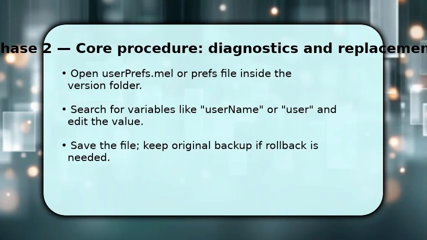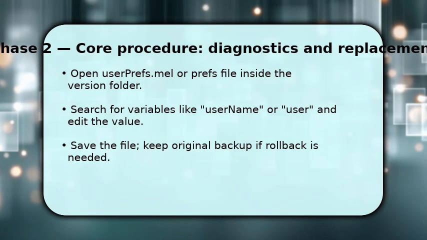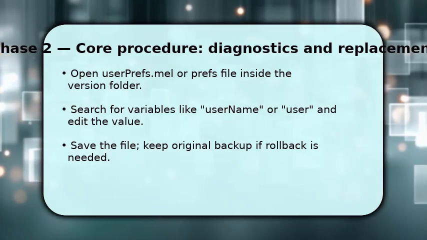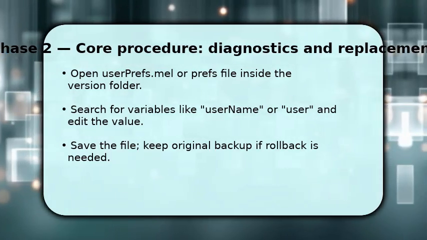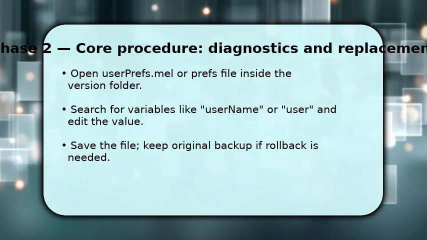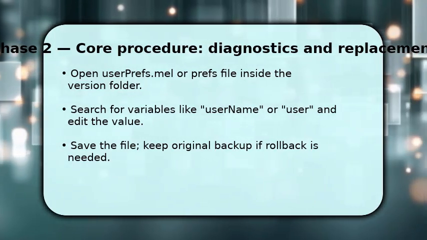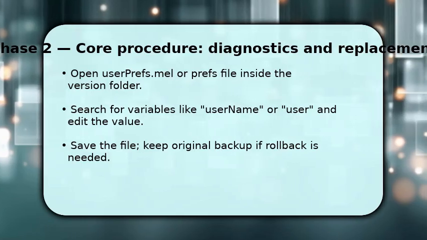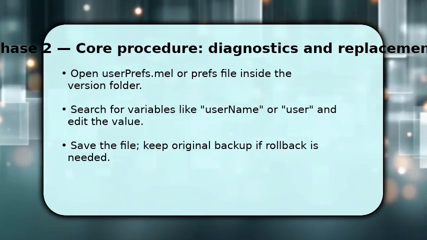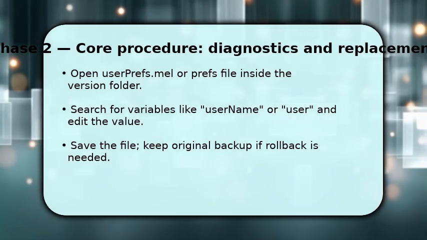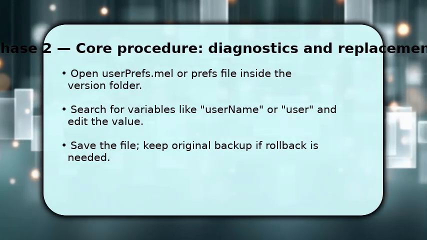Close Maya again, then open the Preferences file, commonly userPrefs.mel or a pref script, using your text editor. Locate the entry that defines username variables. Look for tokens such as username or user and change the string between quotes to your new display name. Save the file with the same encoding. And since you backed up earlier, you can restore the original quickly if anything looks wrong.